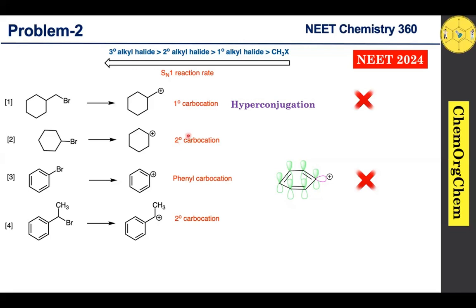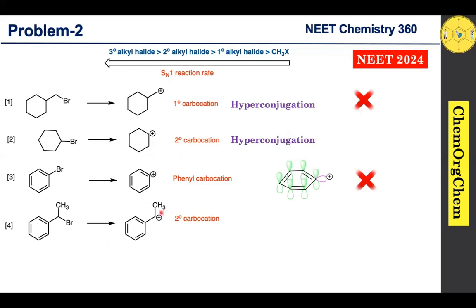Now you see these two options, the second option and the fourth option. Both produce a secondary carbocation as an intermediate. When you compare this series, both secondary alkyl halides have comparable rates. Therefore, we should find which one is the correct option among these two secondary carbocation intermediate containing alkyl halides. This secondary carbocation is stabilized by hyperconjugation.